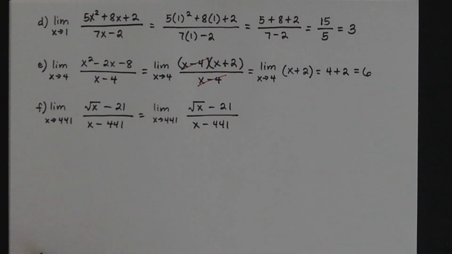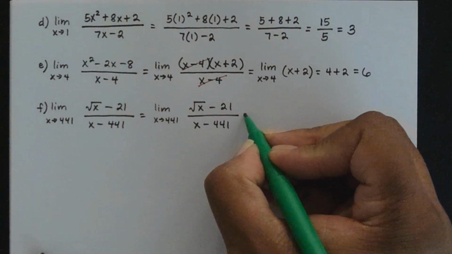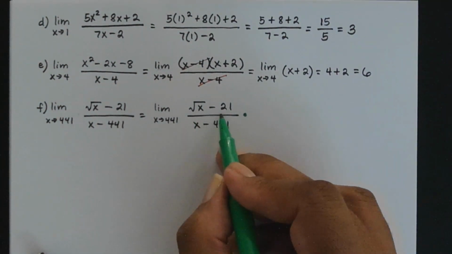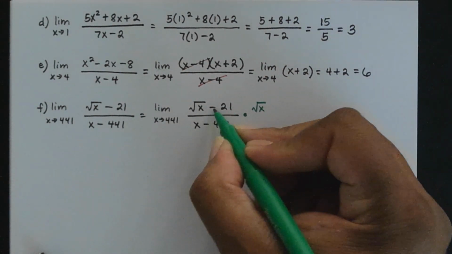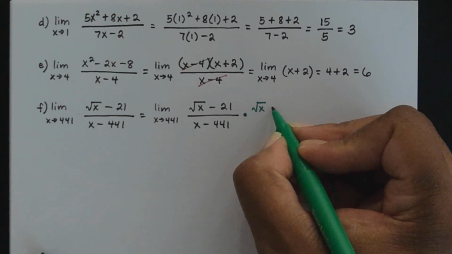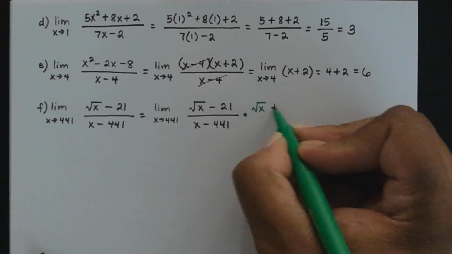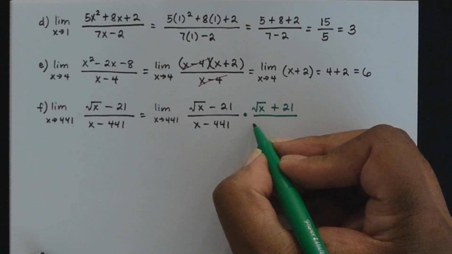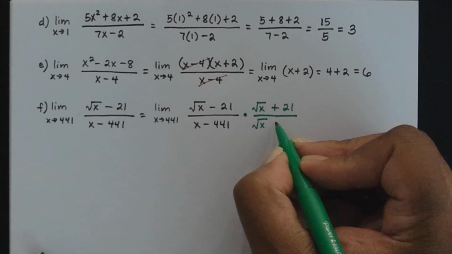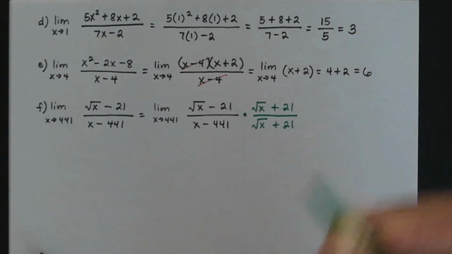So in this case here, if I multiply the numerator and the denominator by the conjugate of that numerator, well, the conjugate is just this, using those same terms and just changing the sign to the opposite. So if it's a minus, we change this to a plus. So we'll multiply the numerator and the denominator by the square root of x plus 21.